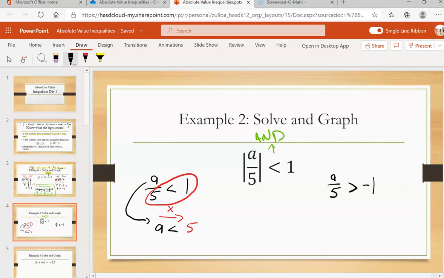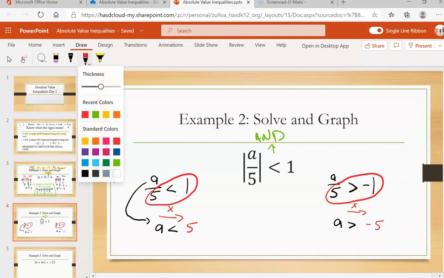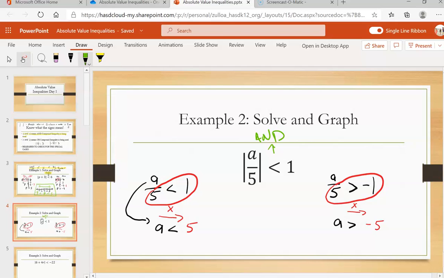Okay. Over here on the right, you're going to cross multiply again. So you're going to put the product on the right. So 5 times -1 is -5. Bring down your a and bring down your inequality. Okay, so now a is by itself. We just solved it. We have to set this up like an AND inequality.